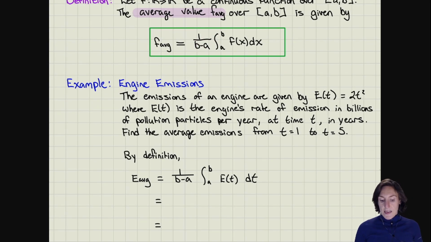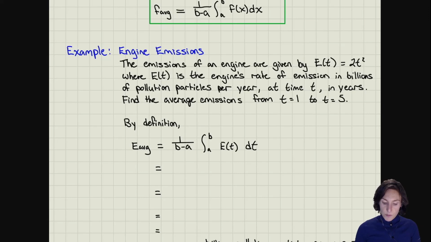So let's say we're doing an example where we talk about engine emissions. Say the emission of an engine is given by E of t equals 2t squared, where E of t is the engine's rate of emission in billions of pollution particulates per year at time t, where t is in years. We want to find the average emission from the first year to the 5th year.